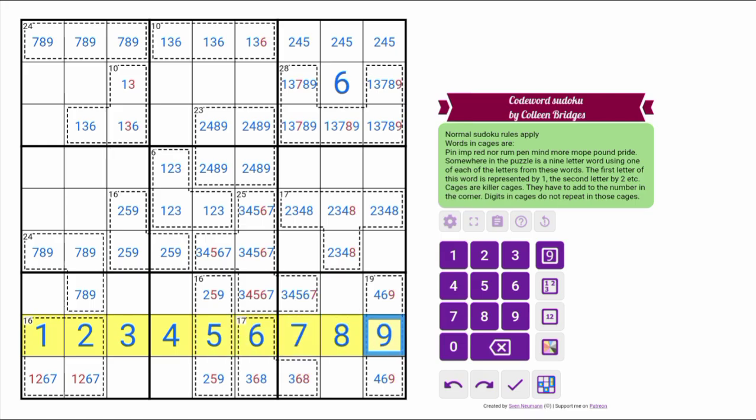7, 8, 9. So now I'll just get rid of all these red numbers. If you want to turn the red numbers off, you can go into settings and get rid of them, but I'll just leave them on for the purpose of making the solution here a bit quicker. Saves me looking around for things.